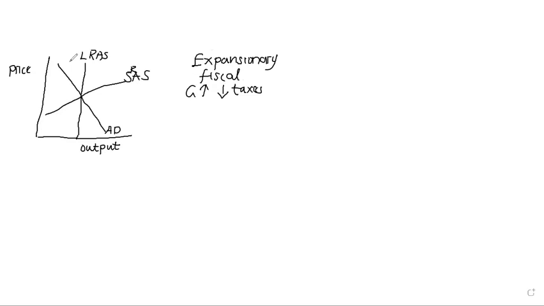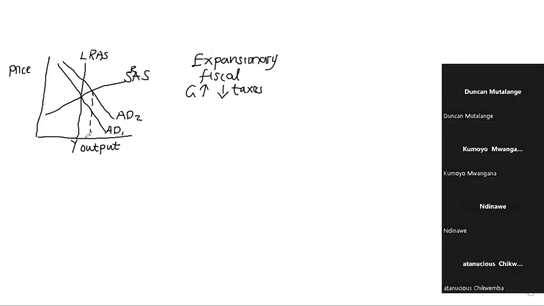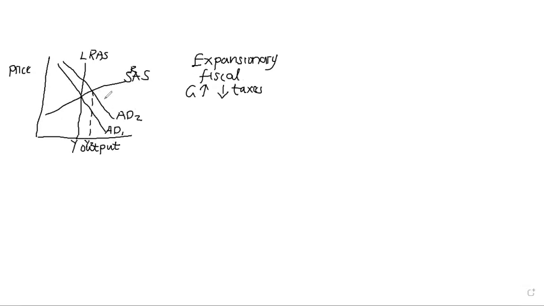So when this happens, the AD will shift to the right, like this. So this is our AD1, this will be our AD2. So you can see here that output was at point Y. Now it has increased and gone to point what? Point Y2. We can call this Y2. So you can see that there's an increase in output, isn't it? So you're right to say in the short run, the government can carry out expansionary fiscal policy to increase output, right?